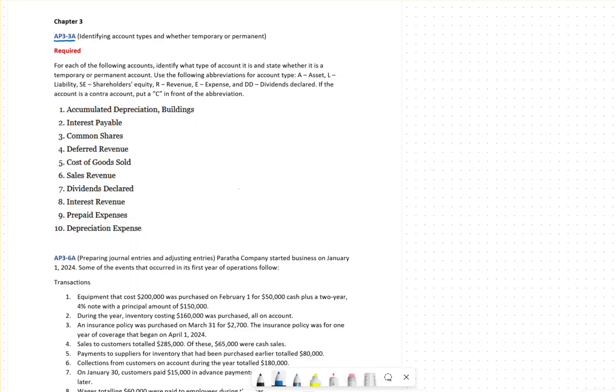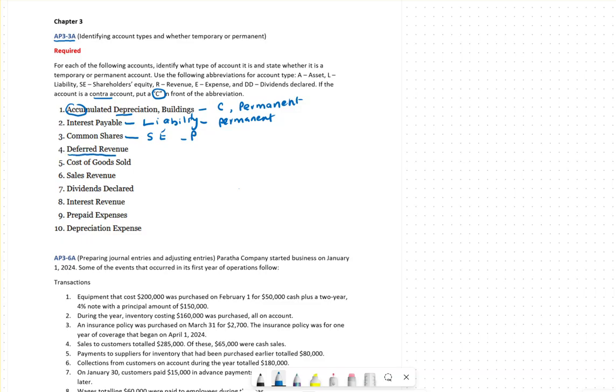Accumulated depreciation is depreciation that is accumulating on a building, and it is a contra account, which we mark with a C. It's a contra account, and it is permanent. Interest payable is my liability account, and it is permanent. Then we go to common shares. Common shares is my shareholders equity account, and it is also permanent.